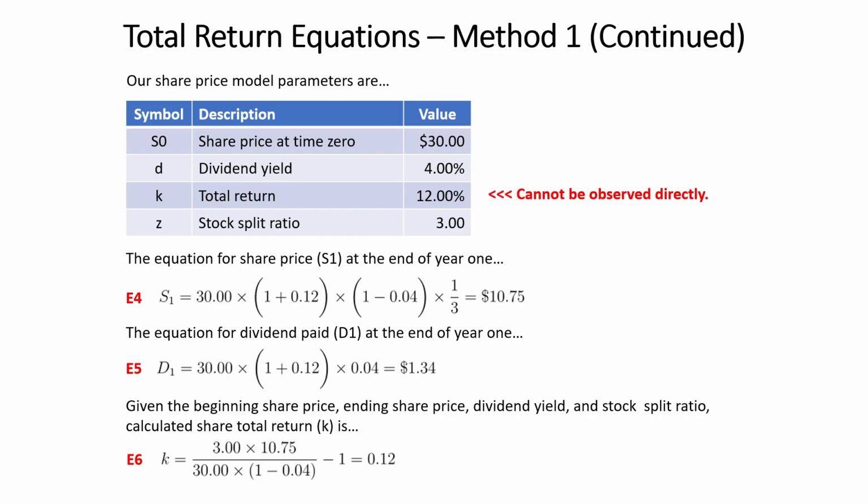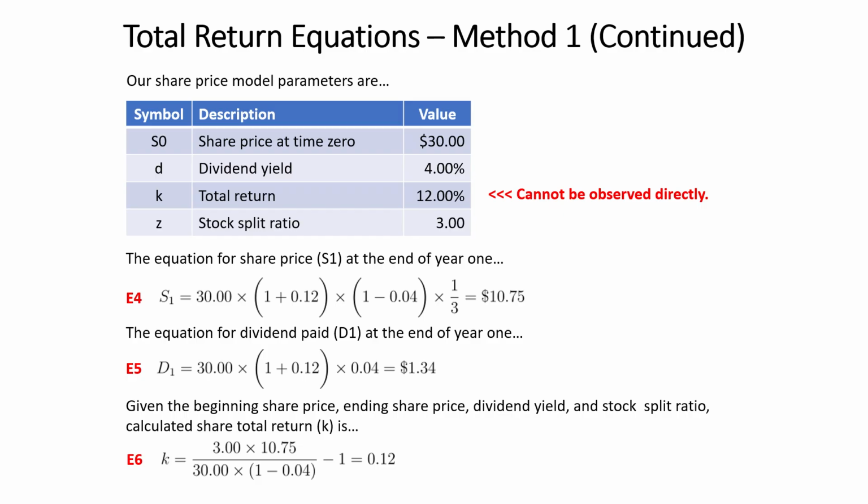And so given the beginning share price, ending share price, dividend yield, and stock split ratio, all those things above, we can calculate total return. Basically, we did that in the previous slide. That was E3. So we're going to dump some numbers in E3, and we're going to get E6. So we have the total return equals stock split ratio of 3 times the share price at the end of the year of 10.75 divided by the stock price at the beginning of the year, $30, times 1 minus D, or 1 minus 4%, which is the dividend yield, minus 1. So therefore, we have a total return of 12%.